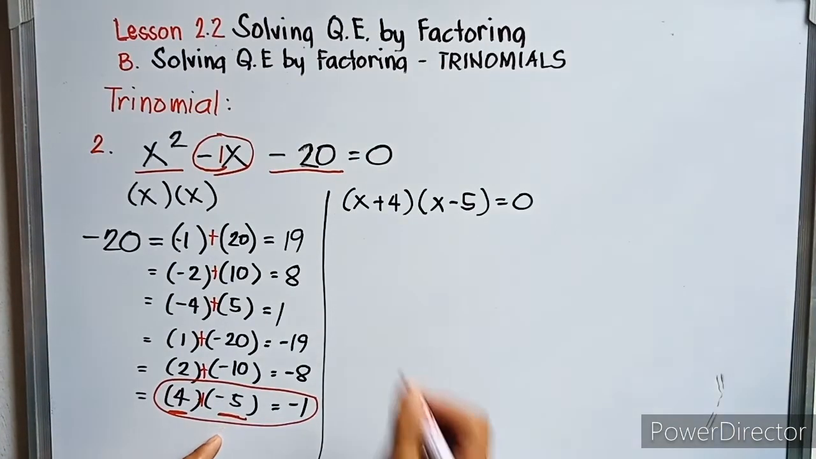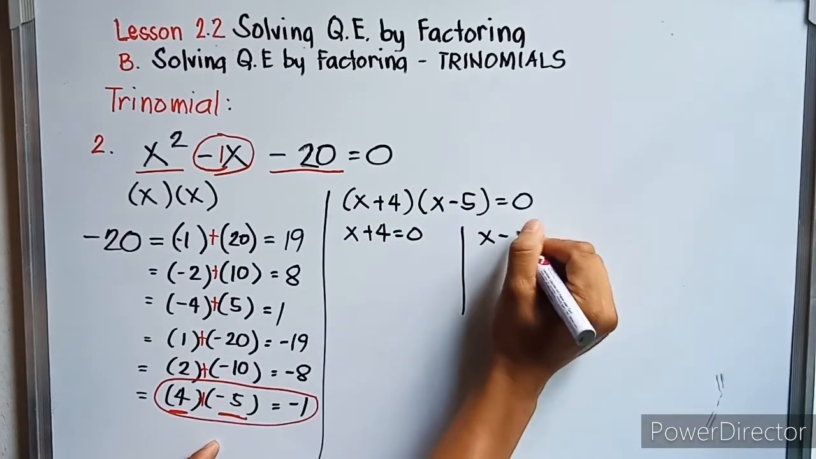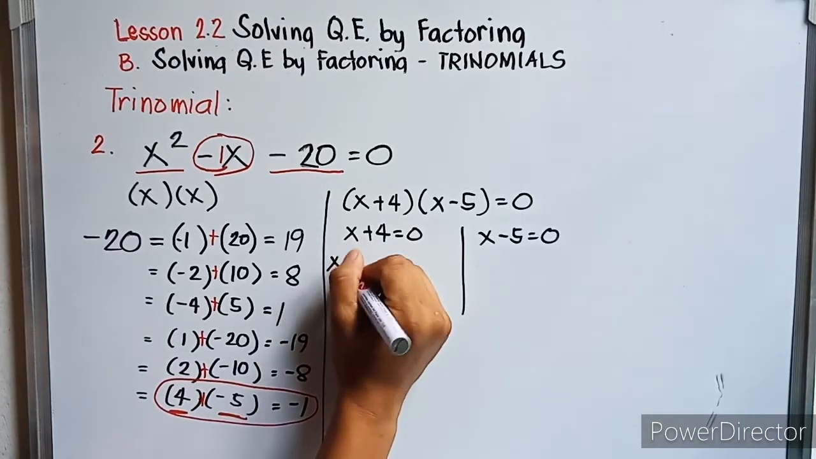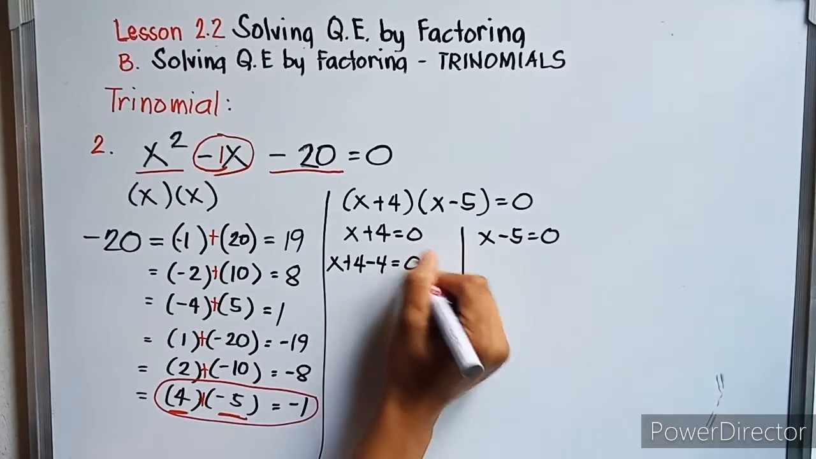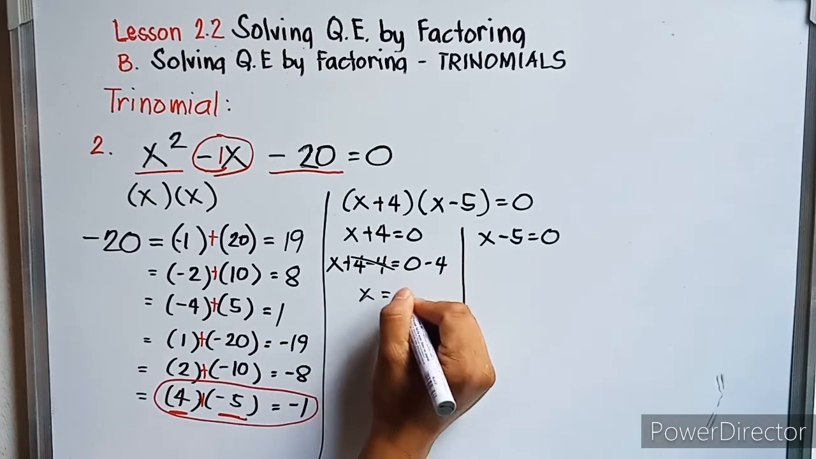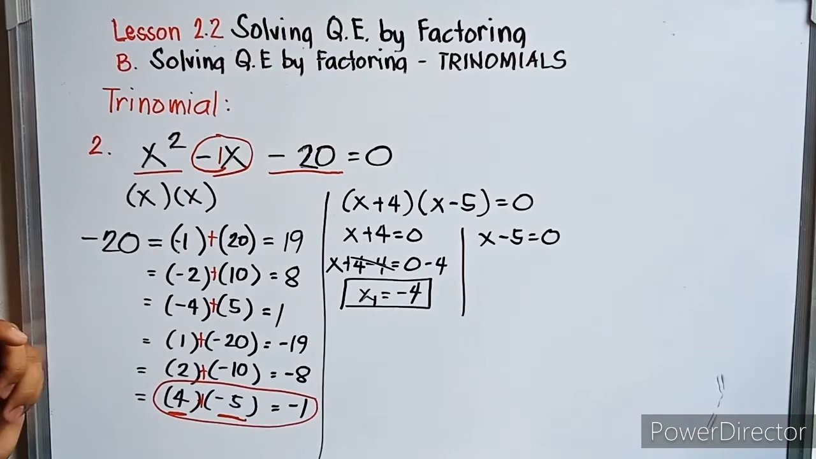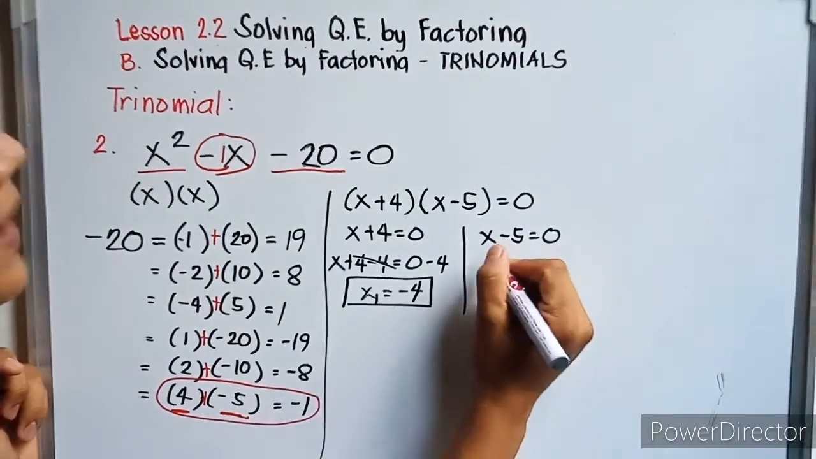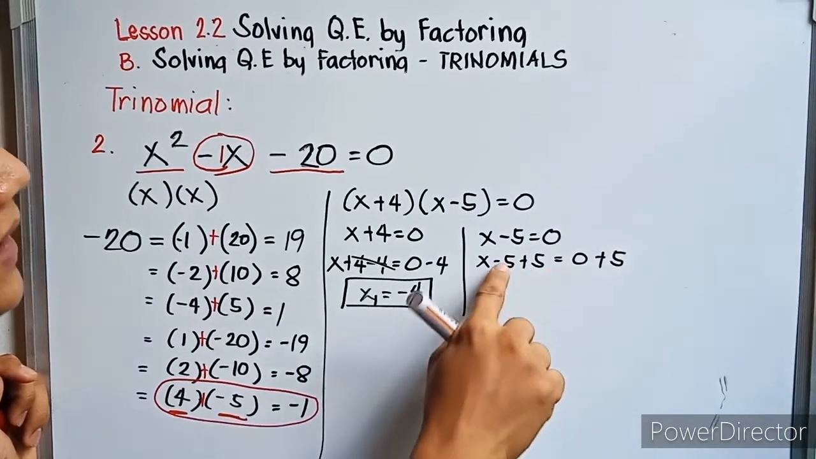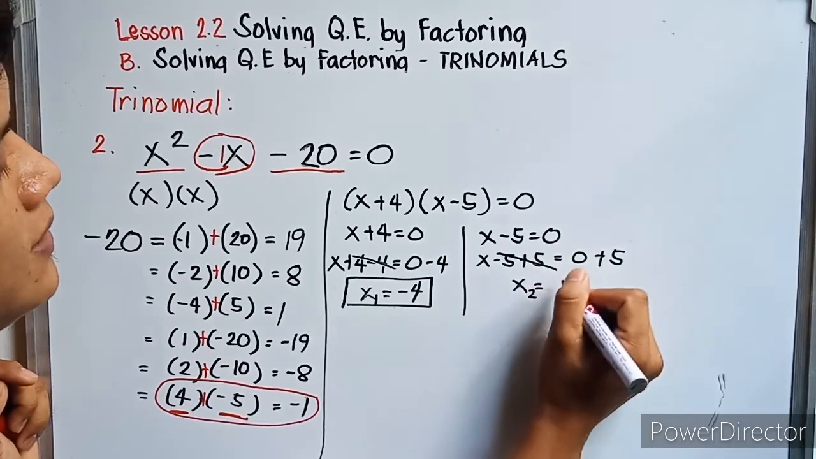Then applying the zero product property, we have x plus 4 equals 0, and x minus 5 equals 0. The additive inverse of positive 4 is negative 4. X plus 4 minus 4 equals 0 minus 4. So 4 minus 4 is 0, and x equals 0 minus 4, that is negative 4 for our x sub 1. For our x sub 2, we have negative 5, whose additive inverse is positive 5. So x minus 5 plus 5 equals 0 plus 5. Negative 5 plus 5 is 0, so x sub 2 is positive 5.